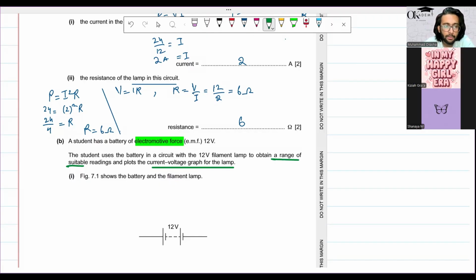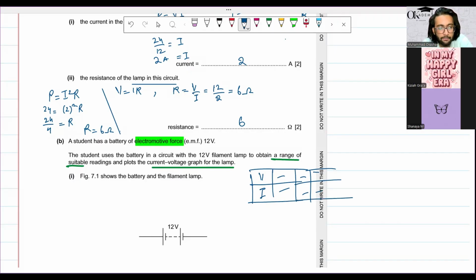So we need to plot a current-voltage graph, which means we need voltage. We need to make a table whereby we have voltage and current, and we need the voltage for different values of current. Of course, we don't have to do that, but we'll have to draw the apparatus whereby we are capable to do that. So how would we do this? Well, we're constantly measuring the voltage and the current. So we need two devices. We need an ammeter and a voltmeter to measure the voltage and current.